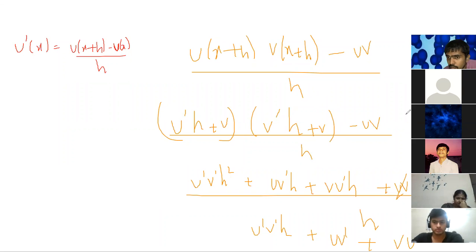Santosh, is this step clear? Yes, sir. The multiplication, this is clear? Yes, sir, just opening the brackets, no? Yes, sir. Then what is happening? uv and uv cancel, by h. So then what will happen? This h square by h, you are left with h. uv dash by h, you're getting uv dash. vu dash h by h, you're getting vu dash. Yes, sir.